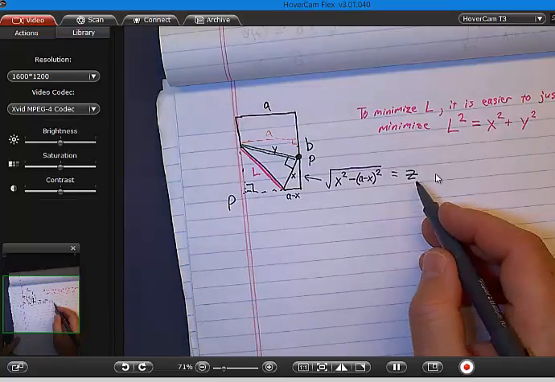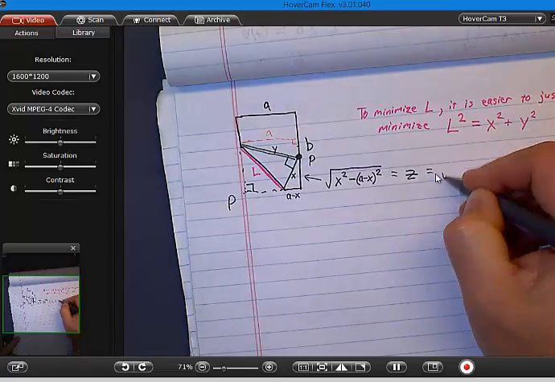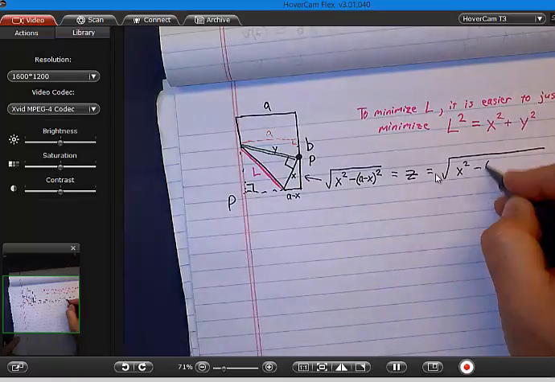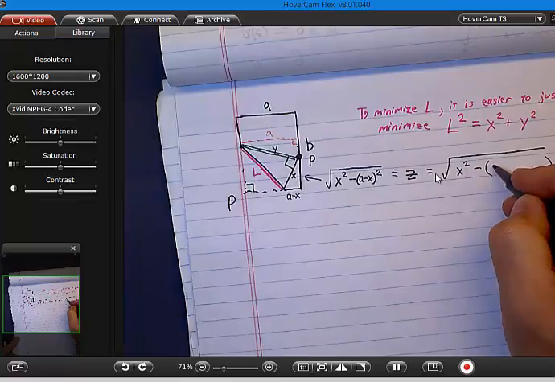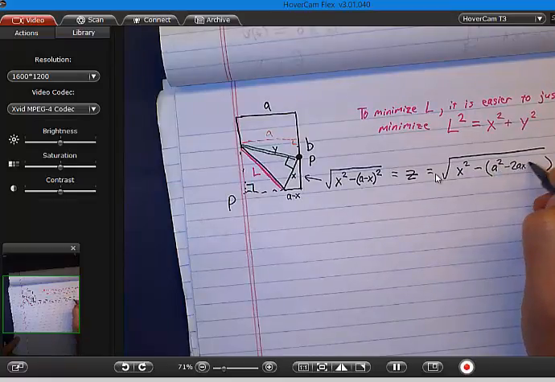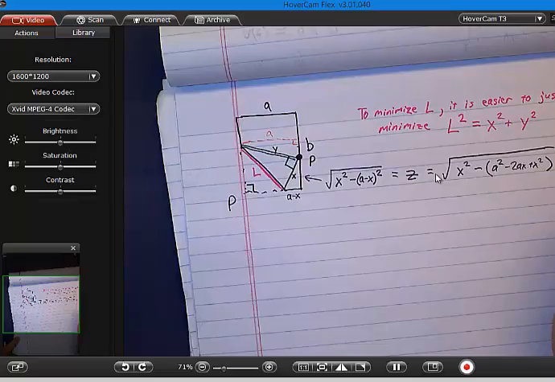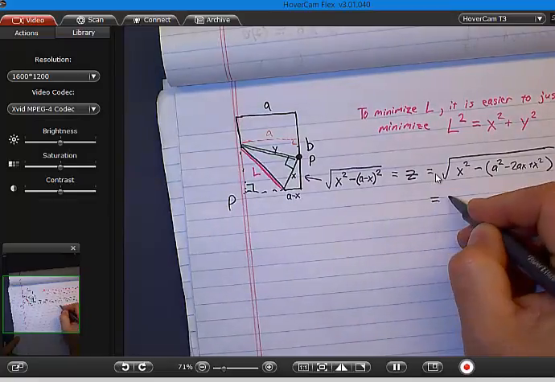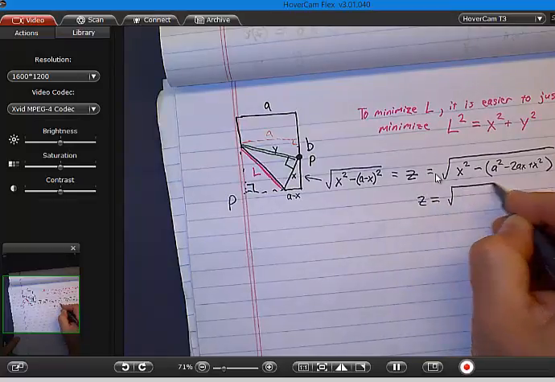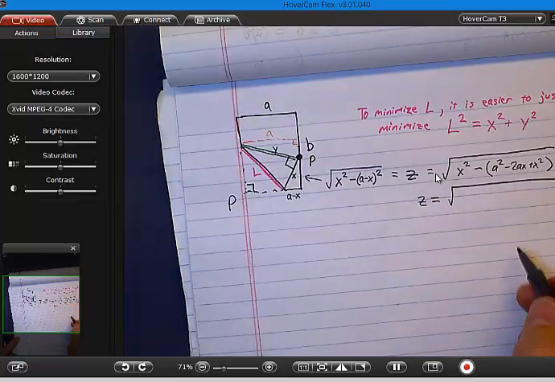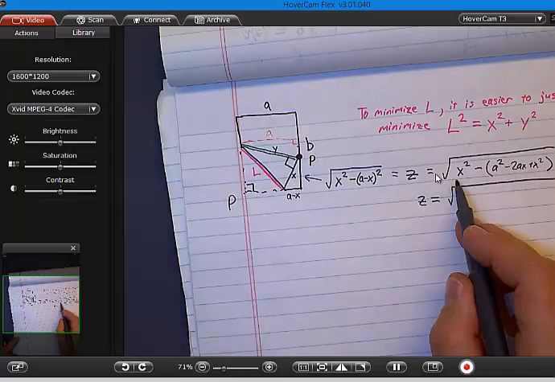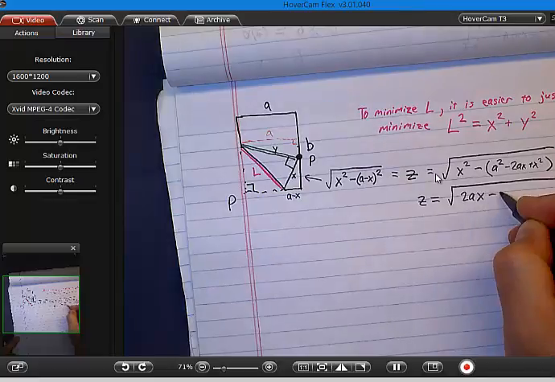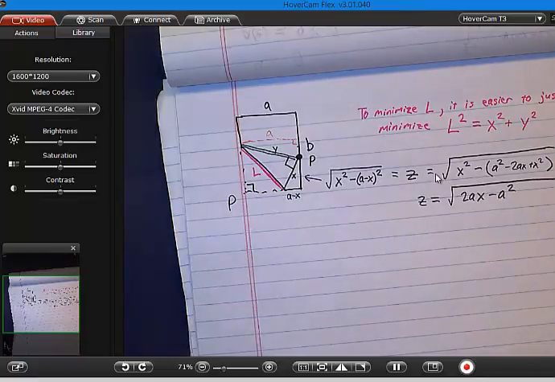So then what you notice is that you can actually simplify Z. Because if I expand this, when I square a binomial, I get a trinomial. I get A squared minus 2AX plus X squared. Right? So Z is just equal to the square root of what? Well, the X squareds drop out. You see that? So it becomes positive 2AX minus A squared. That's a nice way to write Z.